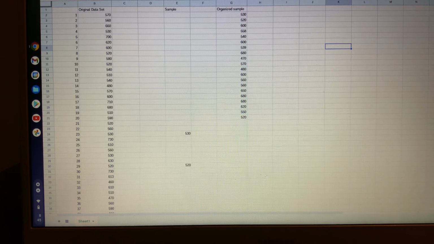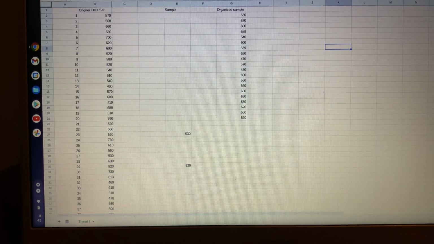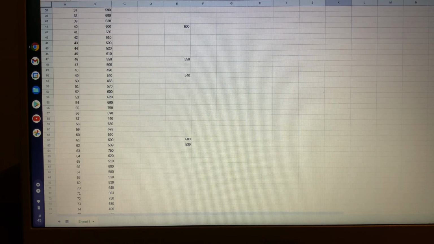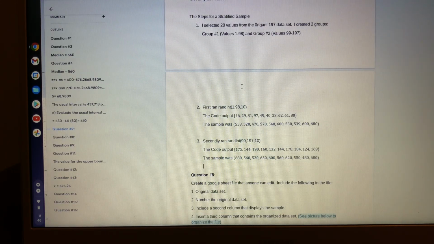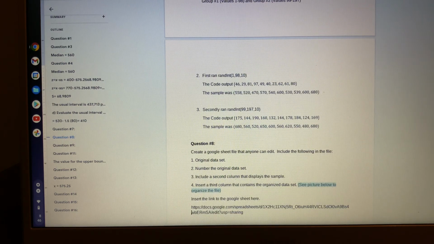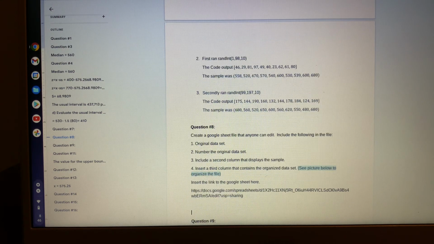And as you can see, there's my entire data set. And on the side, you see the ones that have been picked out, which are the codes, sorry. And then the samples got pulled. And there's your organized sample itself. Now, I did provide a website link to that.